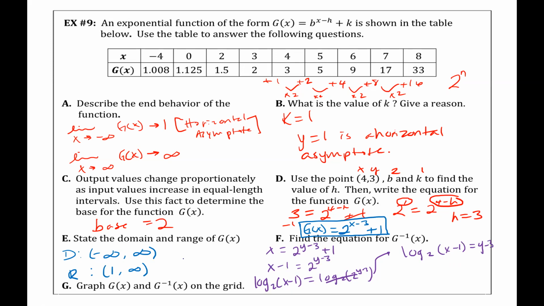Okay. So after I have y minus 3, I'm now going to add 3 to both sides. So I'm left with my inverse. So my inverse equals log base 2 of x minus 1, plus 3. And that's my inverse function. Okay, your inverse is going to be a log of the same base as your exponential.